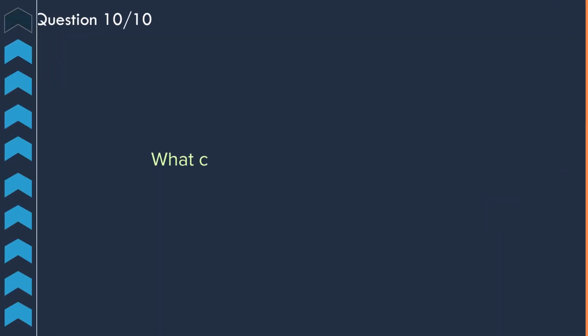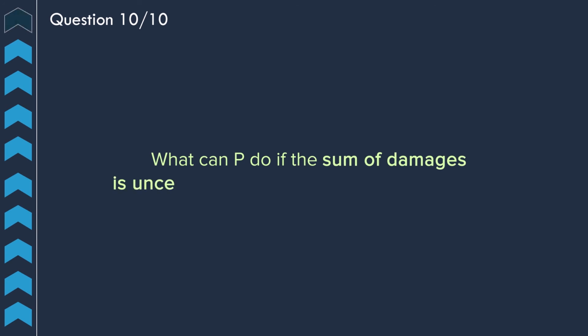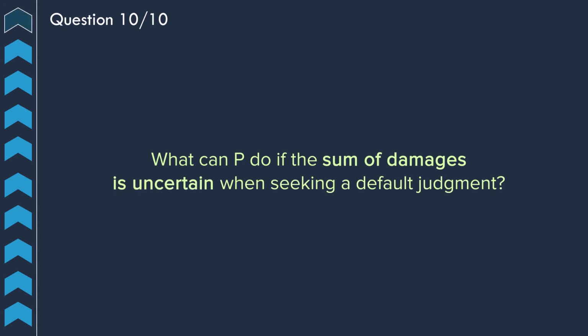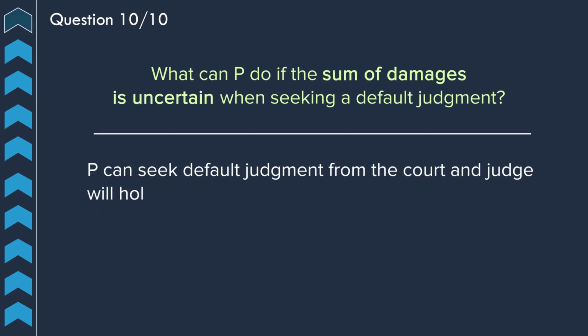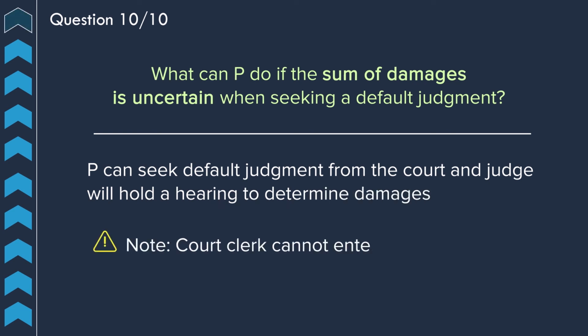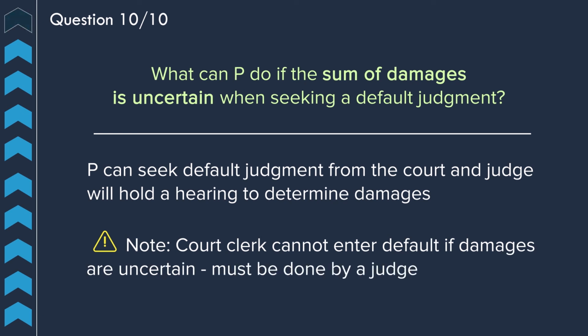Question 10. What can the plaintiff do if the sum of damages is uncertain when seeking a default judgment? The plaintiff can seek a default judgment from the court, and the judge will then hold a hearing to determine the damages. Now note, the court clerk cannot enter a default judgment if the damages are uncertain. This must be done by a judge only.